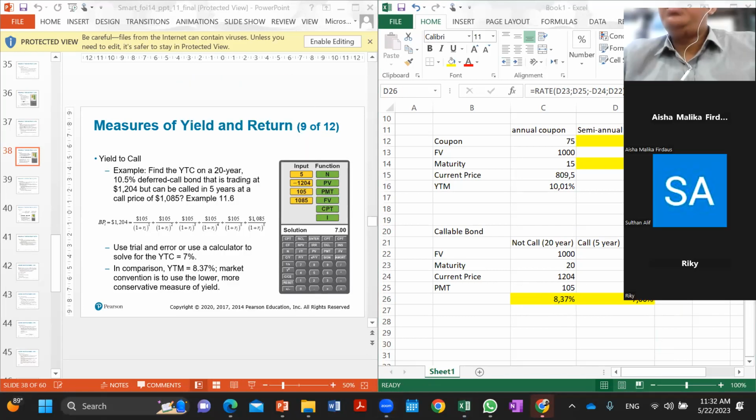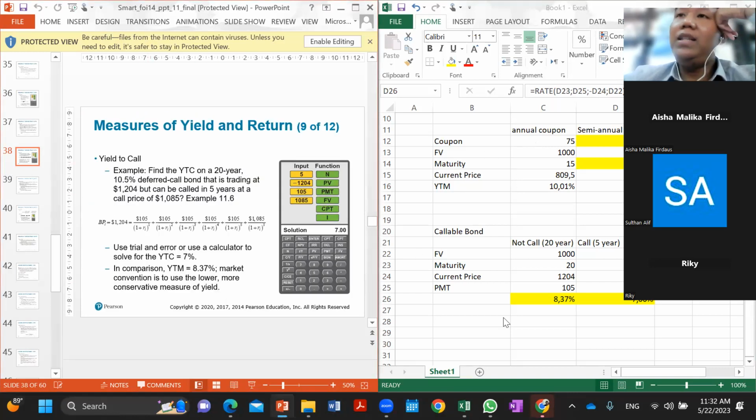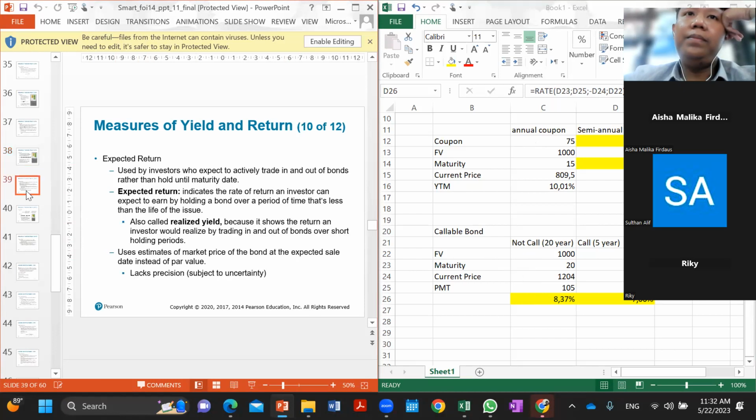We calculate the yield to call when such a bond is expected to be called back, when the debt is repaid after a certain period of time. Okay, do you have any questions, guys, in regards to yield to maturity and yield to call?